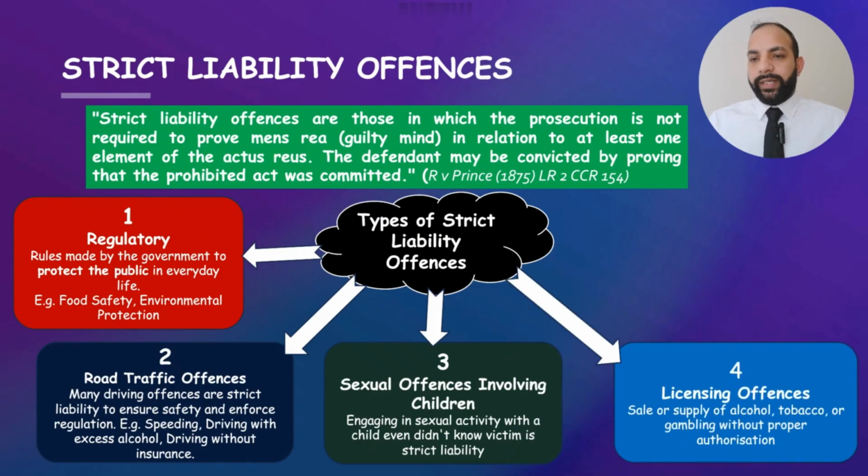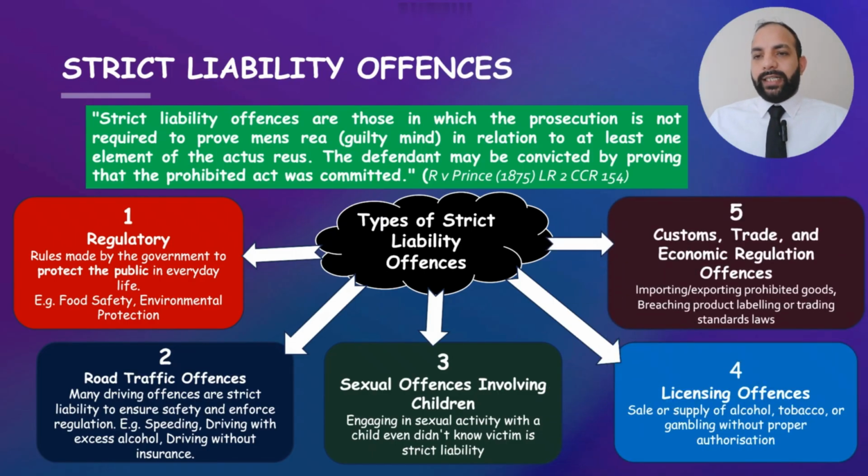Okay, so number four is licensing offenses: the sale or supply of alcohol, tobacco, or gambling without proper authorization. So without any authority or authorization of any relevant department, if you are doing some sort of business, or doing anything which is not allowed without a license, that also comes under a strictly liable offense.